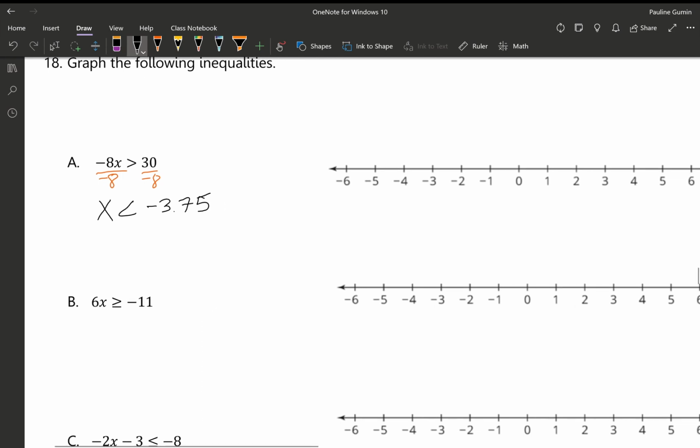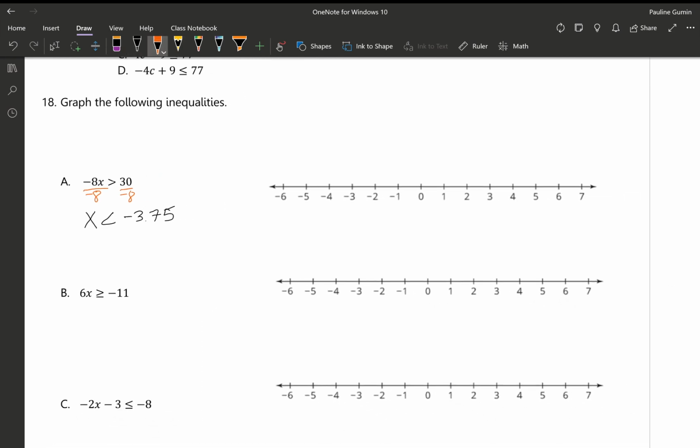All right, let's graph this. X is less than negative 3.75, so that is somewhere around here. Putting an open circle because it doesn't have an or equal to, and x is less than, less is left.